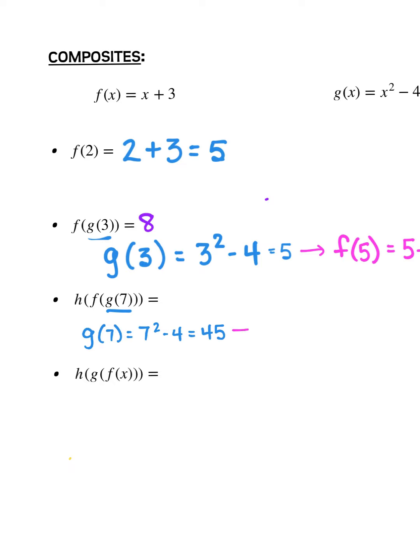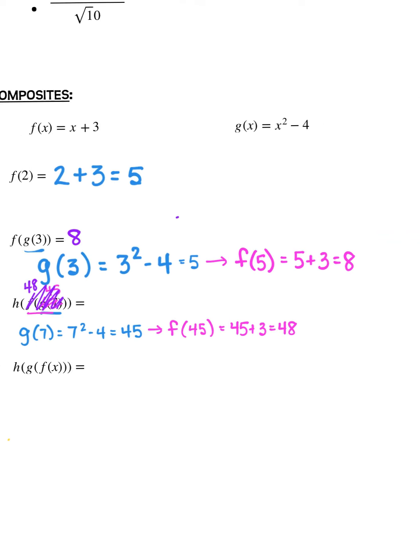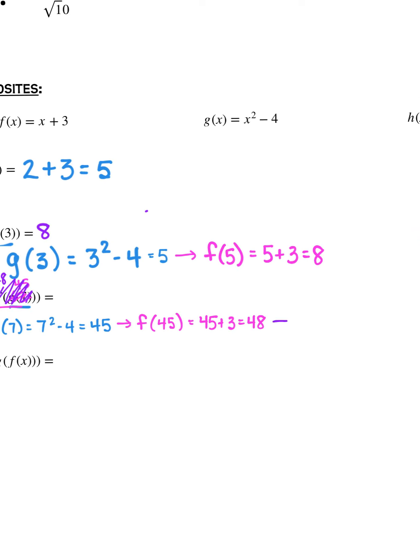And then I'm going to move on to, so now g of 7 is really 45. And now I'm calculating f of 45. So f of 45 is 45 plus 3, which is 48. Okay. And so now f of 45, I know, is 48. And so now I'm being asked to find h of 48.